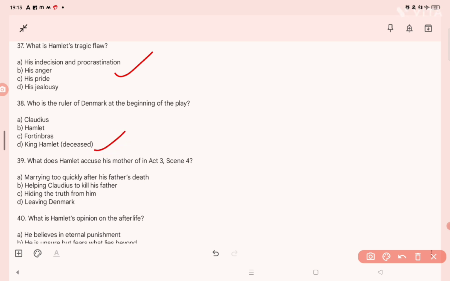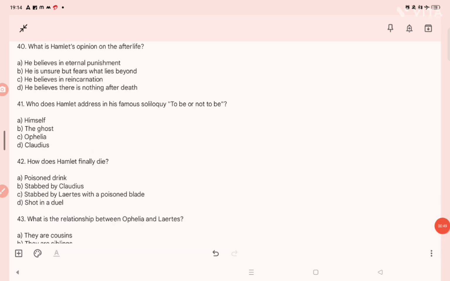Who is the ruler of Denmark at the beginning of the play? King Hamlet. What does Hamlet accuse his mother of in Act 3, Scene 4? Marrying too quickly after his father's death. Option A. What is Hamlet's opinion on the afterlife? He is unsure but fears what lies beyond.